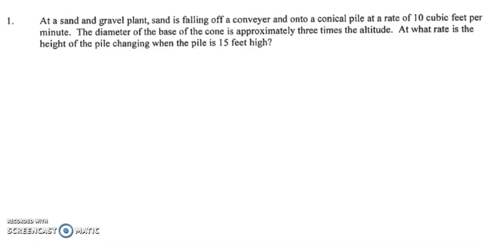At a sand and gravel plant, sand is falling off a conveyor into a pile shaped as a cone at a rate of 10 cubic feet per minute. The diameter of the base of the cone is approximately 3 times the altitude. At what rate is the height of the pile changing when the pile is 15 feet high?